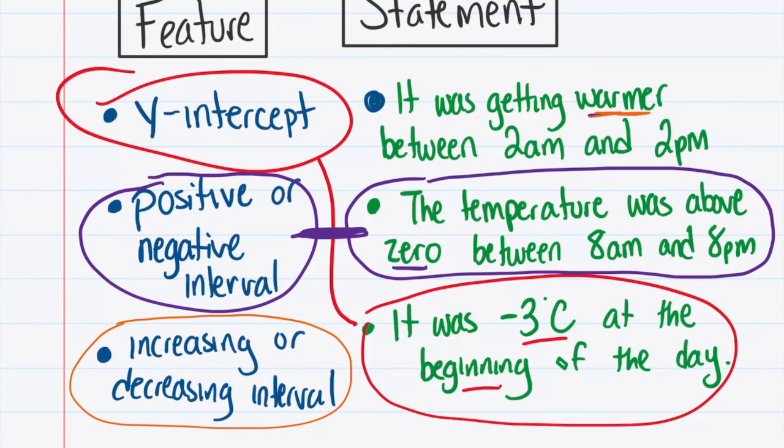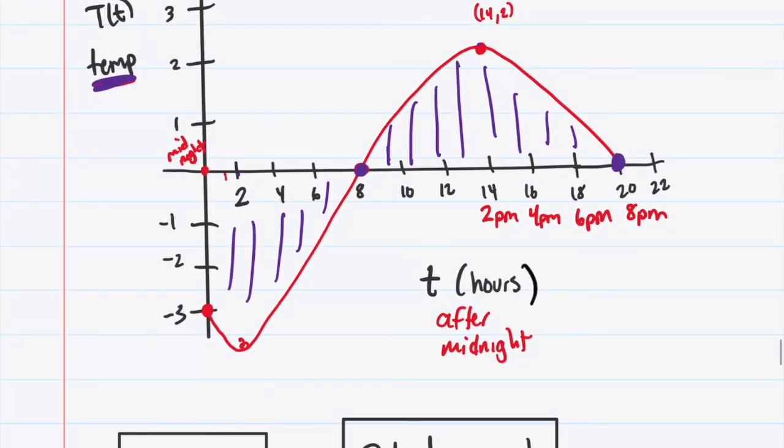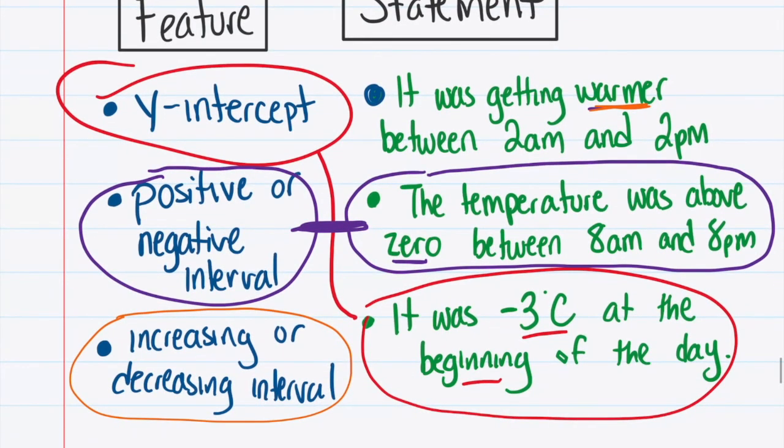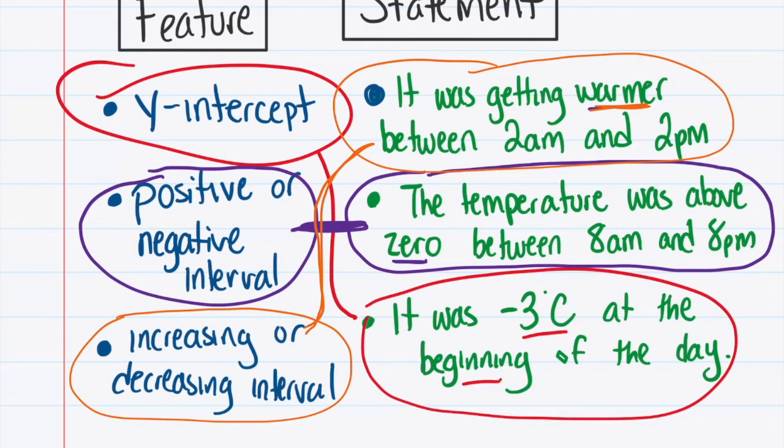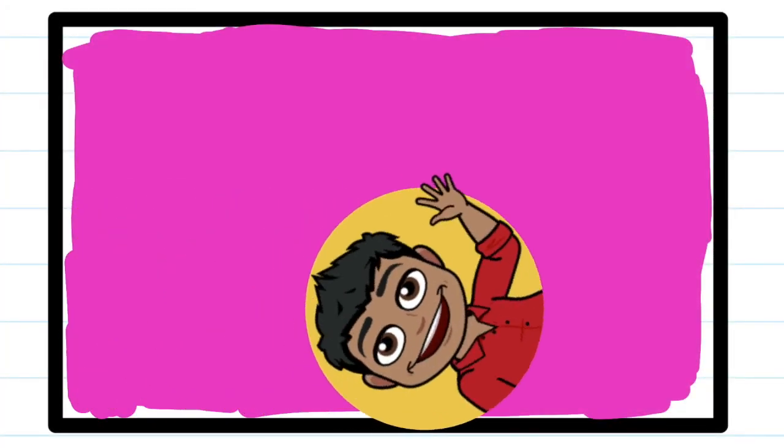It was getting warmer between 2 a.m. and 2 p.m. Well, here's 2 a.m., 2 in the morning. Here's 2 p.m. If the temperature is going up, is it getting warmer or colder? It's getting warmer. So was it going up all the time until 2 p.m.? Yep. So that's how you know it was increasing between those times. So we're going to combine those together. And that's basically it.